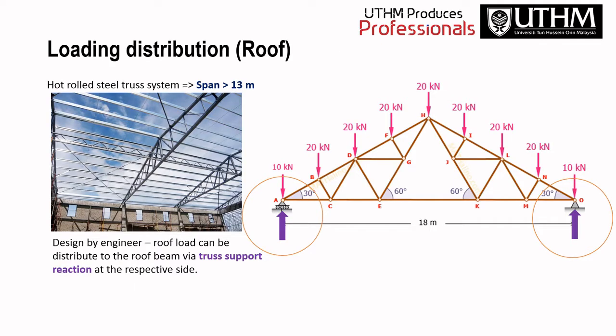And the hot rolled steel truss system here is for spans greater than 30 meter, and this is designed by the engineer, where the roof load can be distributed to the roof beam via the truss support reactions at the respective sites. I believe how to calculate the truss, you already learned in structural analysis, which is the subject before this subject. So I will skip this, and you can refresh yourself with the truss calculations.